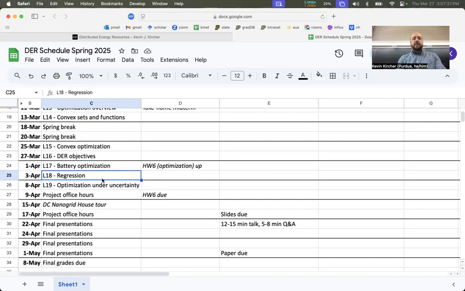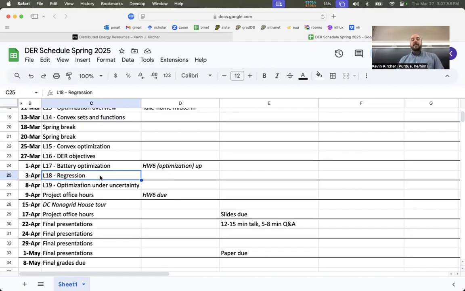Lecture 18 here, we'll talk about regression. This is basically a machine learning type problem. You have some data, continuous valued rather than discrete, say integer valued, something like that. Features or outputs that you're trying to train a model based on data to predict. And so that comes up in a couple of contexts for DERs.